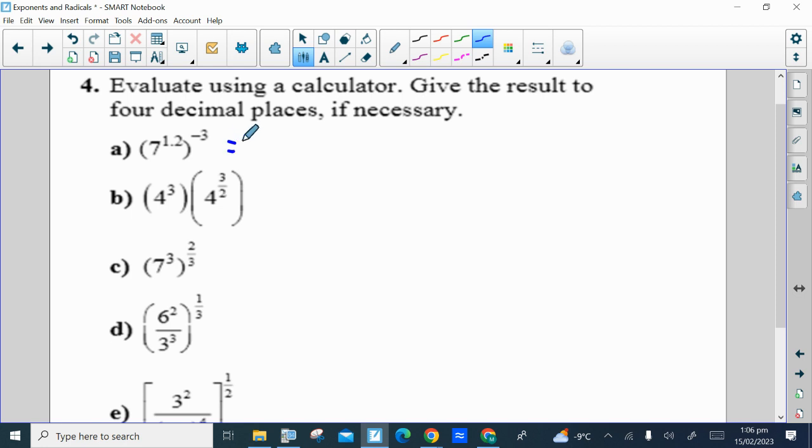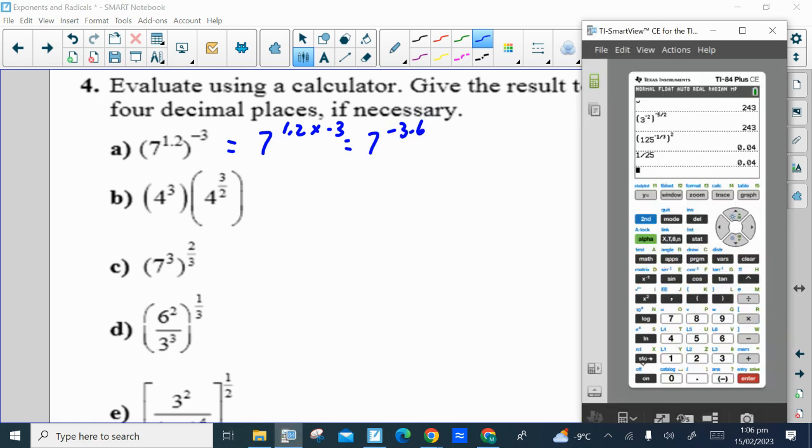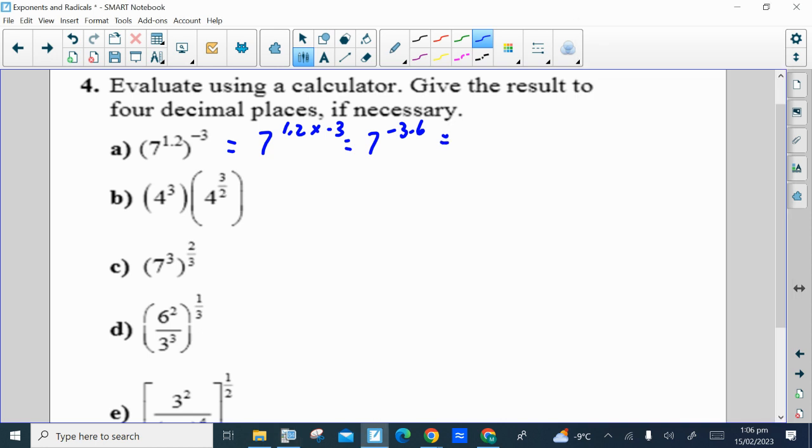Yes. One exponent raised to another, we multiply the exponents and keep the base the same. So I think that's negative 3.6. 1.2 times 3. Yeah, I didn't put negative 3, so negative 3.6. So if we want to find out what that is to 4 decimal places, we first need to make the negative exponent positive. And how do we do that, Jensen?